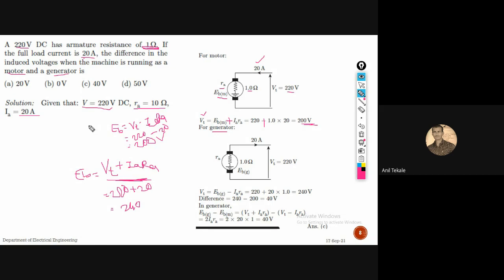Now what they have asked us: what is the difference in induced voltage when the machine runs as a motor and when it runs as a generator? When the machine runs as a generator the voltage is 240, and as a motor at that time it is 200. So what will be the difference? 40 will be the difference, right? Am I right or wrong? Yes. So which will be the correct option? C will be the option.